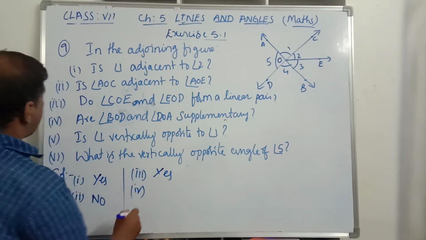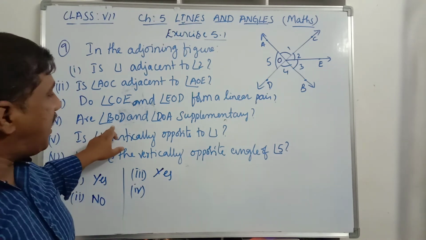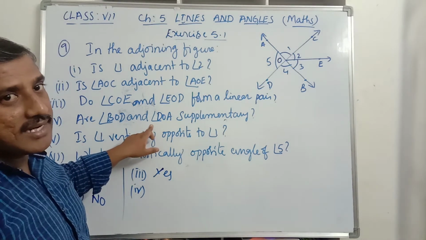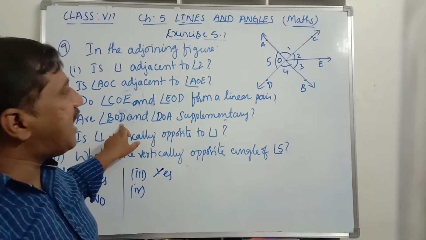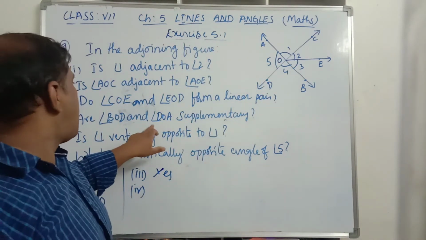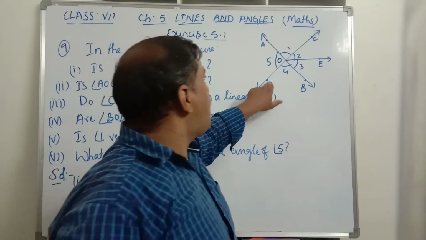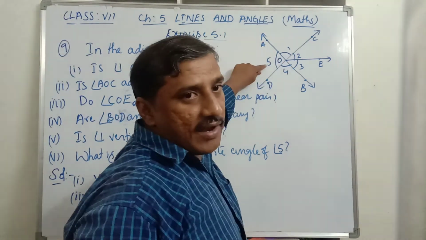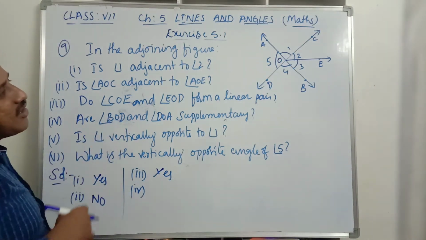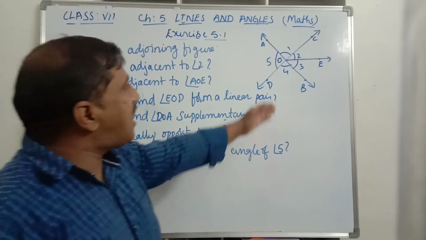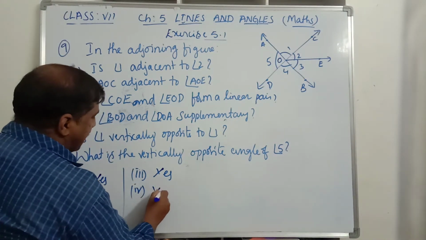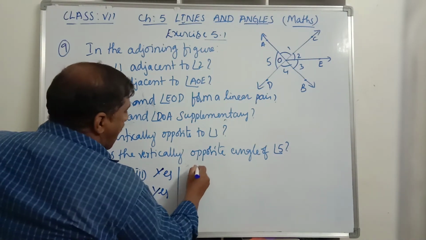Next, the fourth question: are angle BOD and angle DOA supplementary? Supplementary in the sense of 180 degrees. Angle BOD means angle 4 and angle DOA is angle 5. Angle 4 and angle 5 both lie on the same line and their measure is equal to 180 degrees, as they are a linear pair of angles. Therefore they are supplementary angles. Yes, they are supplementary angles.